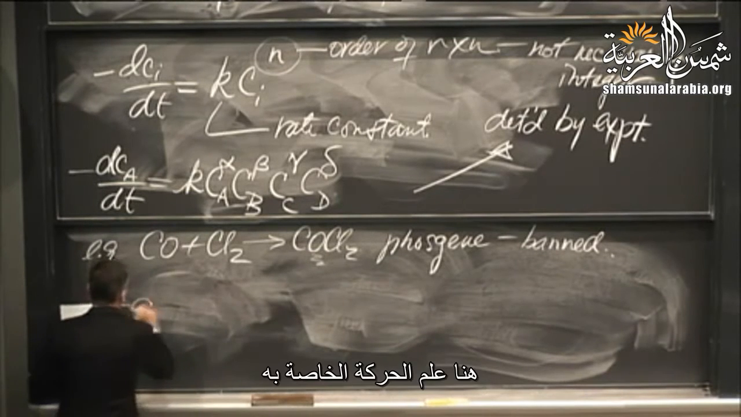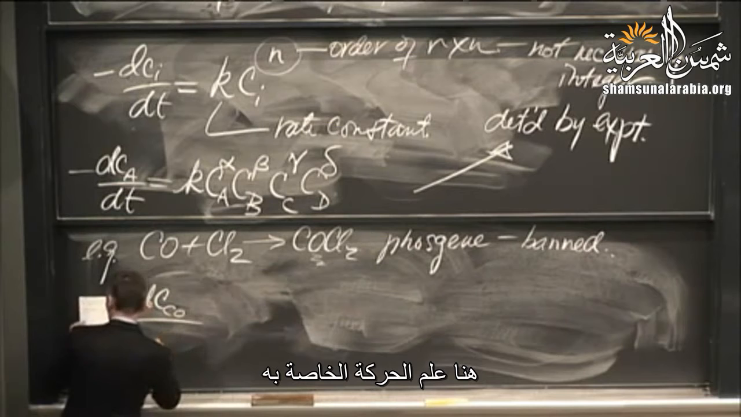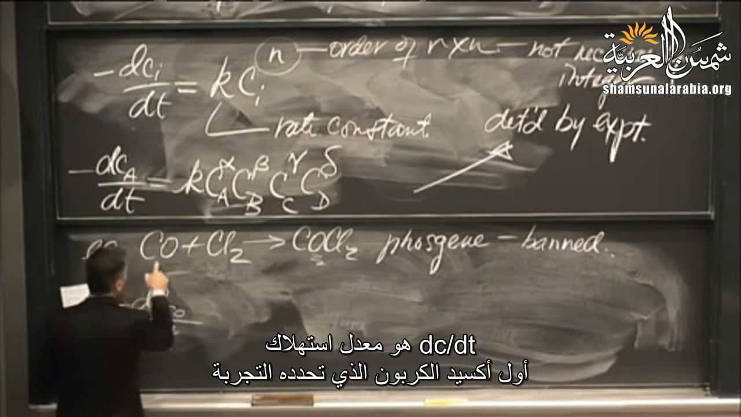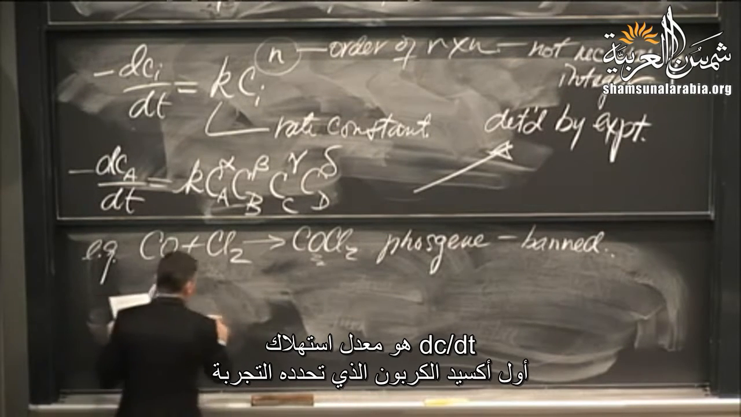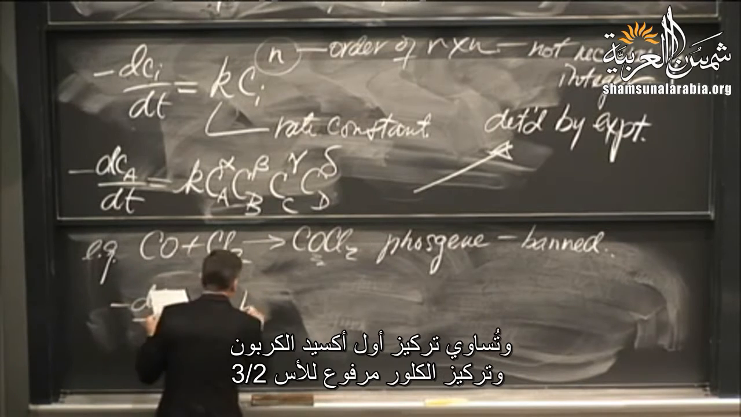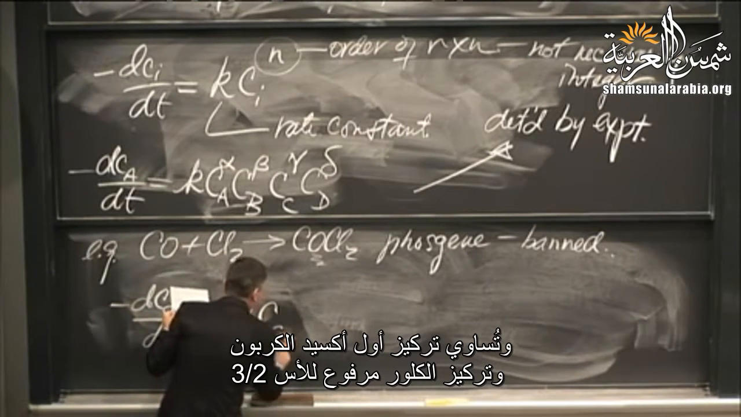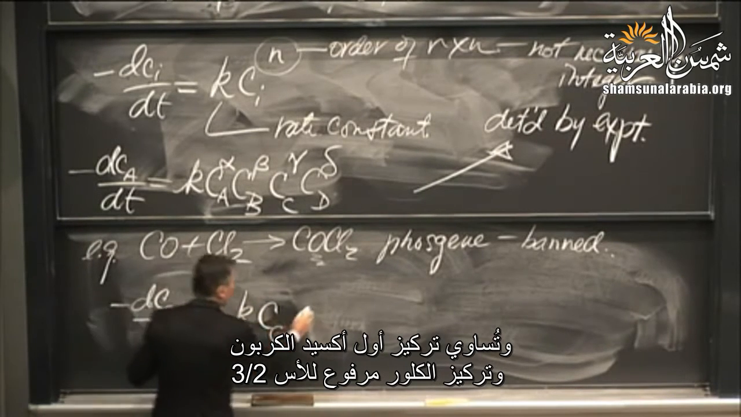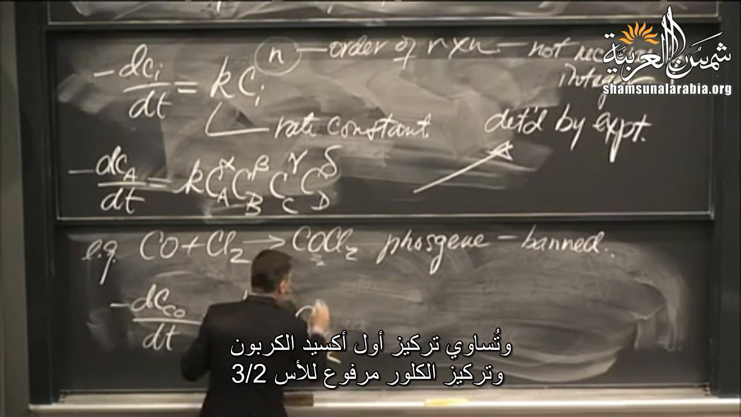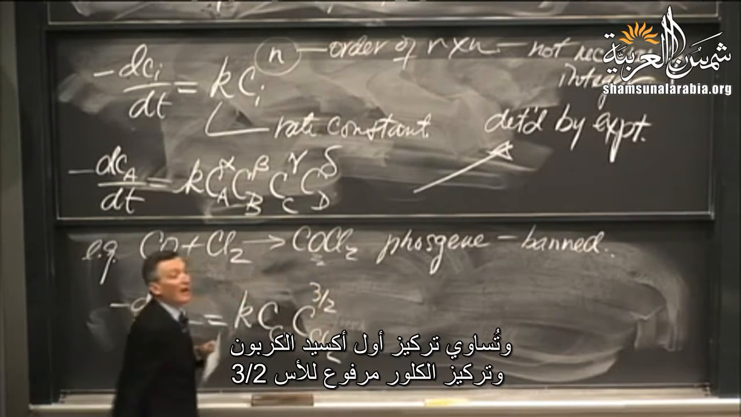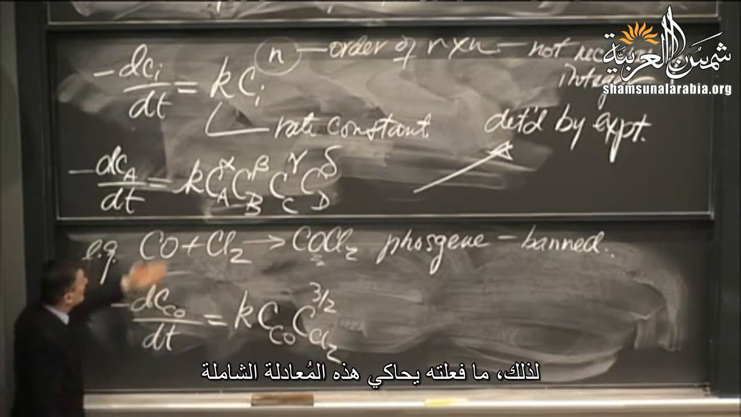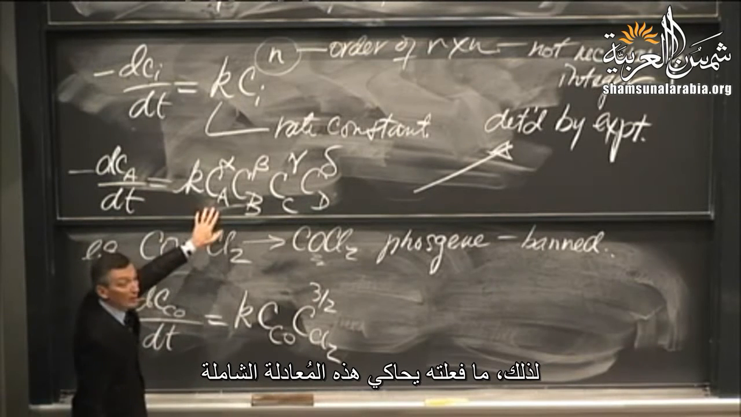So here's the kinetics of it, dC by dt. This is the rate of consumption of carbon monoxide determined by experiment. It goes as the concentration of carbon monoxide and the concentration of chlorine raised to the power 3/2. So what I've done is mimic here.